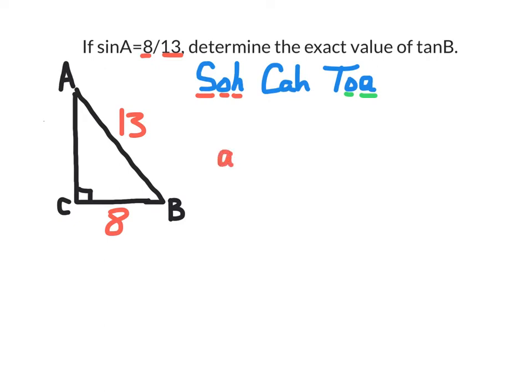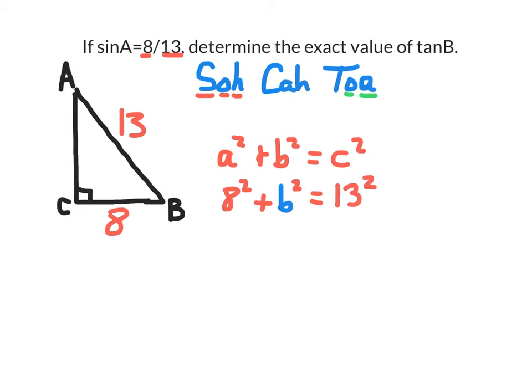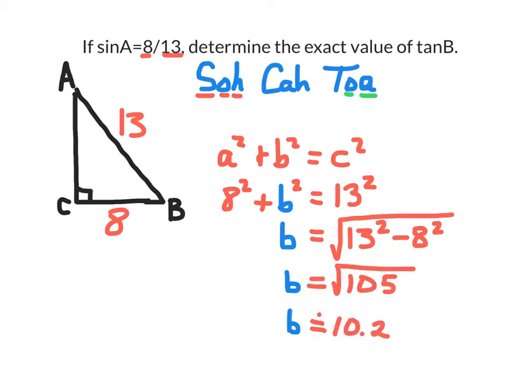The Pythagorean theorem is a squared plus b squared equals c squared, where c is the hypotenuse. So I'll plug in what I know. A is 8, b I don't know, and the hypotenuse is 13. So I can isolate b and punch that into my calculator. And if I go all the way, I can see that b is approximately 10.2.